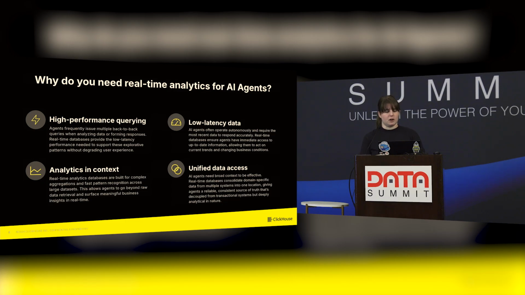Real-time analytic databases are also built for things like complex aggregation and fast pattern recognition. That's very important. Low latency data: AI agents often operate autonomously and require the most recent data to respond accurately. If the data they're getting is old or outdated, it's not ideal because they'll just spit back hallucinations or lies. And unified data access, which is that they need broad context. They need to be able to access all different data types, from domain specific to multiple systems, and having it all in one location, very similar to a data warehouse, is very important.